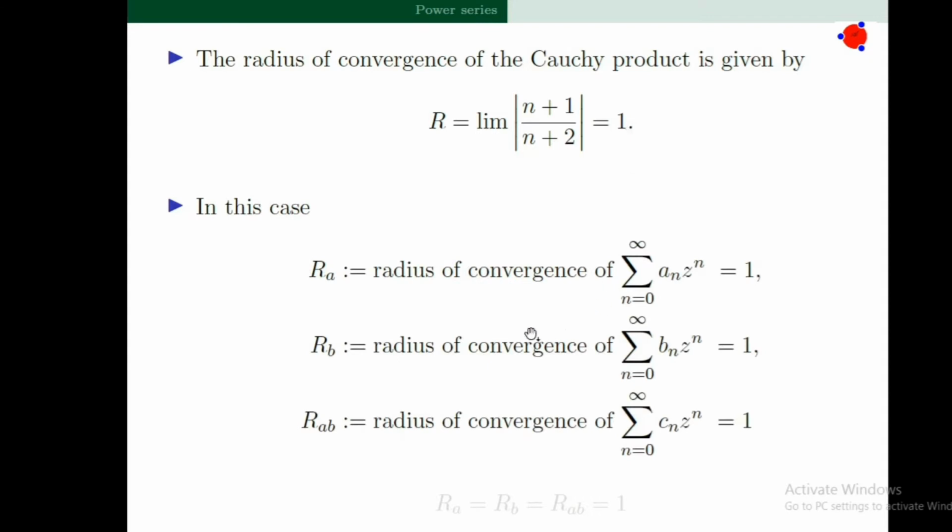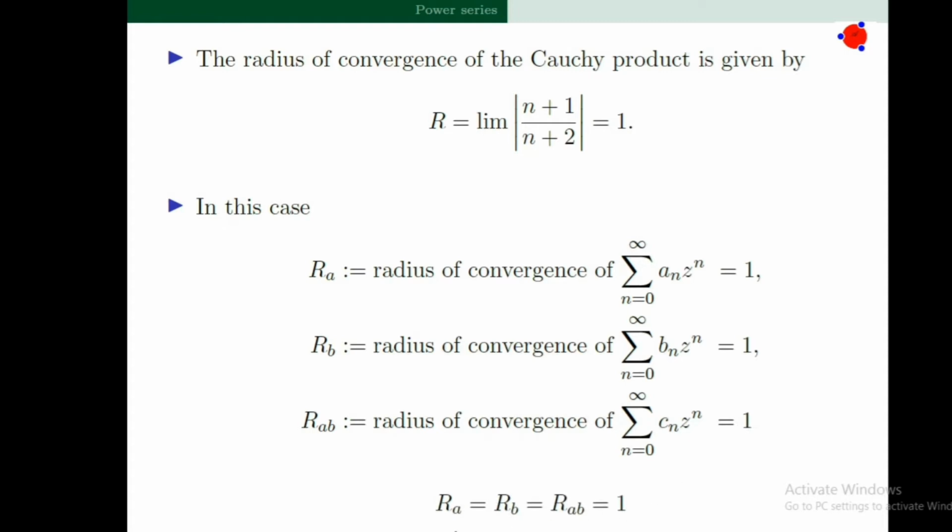So in this case, the radius of convergence of the first power series, that is Σ a_n z^n, is 1. That is denoted by Ra. Ra is the radius of convergence of the first power series, and Rb the radius of convergence of the second power series is also 1, and Rab, the radius of convergence of the Cauchy product, is equal to 1.